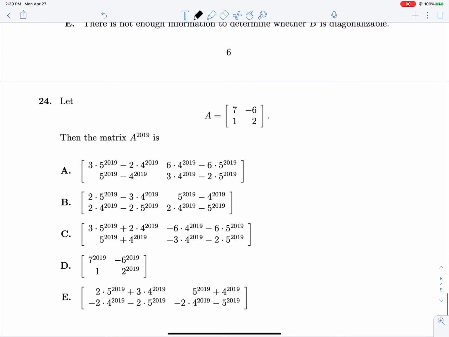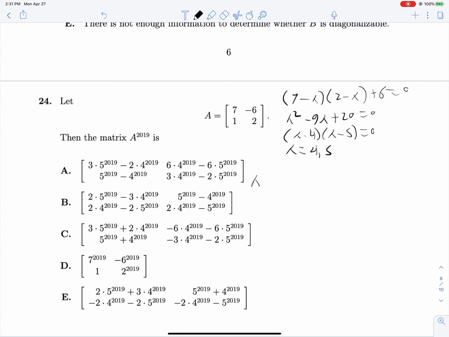And finally, this one is just same old, same old. It looks a little scary, but we should be okay. Let's find our eigenvalues. We get 7 minus lambda multiplied by 2 minus lambda plus 6 is equal to 0. Lambda squared minus 9 lambda plus 14 plus 6 is plus 20 is equal to 0. This is lambda minus 4 times lambda minus 5 is equal to 0. Lambda is equal to 4 and 5.